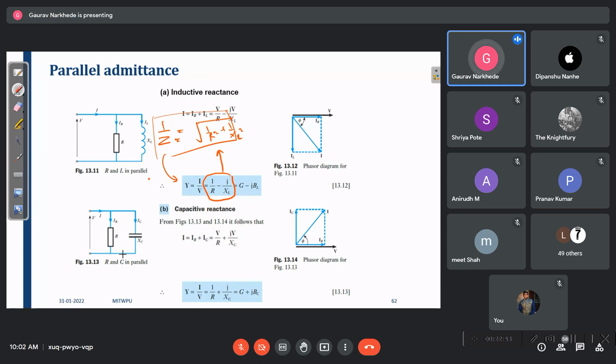Similarly, can you write the same thing for this 1 by Z? Just 1 second.